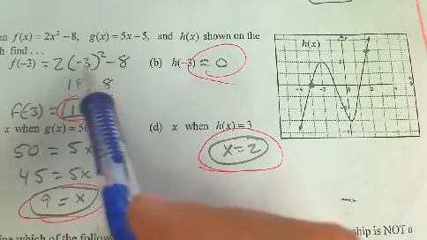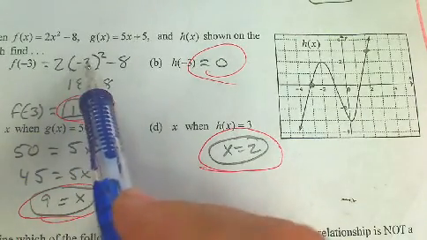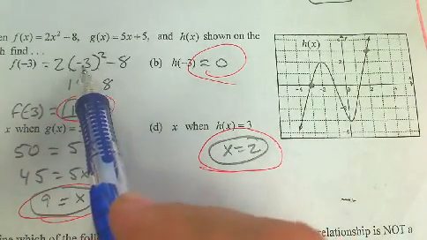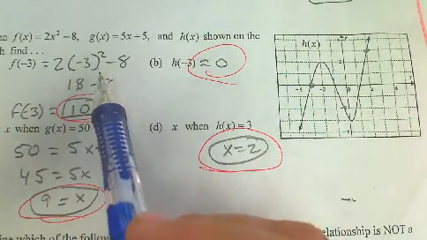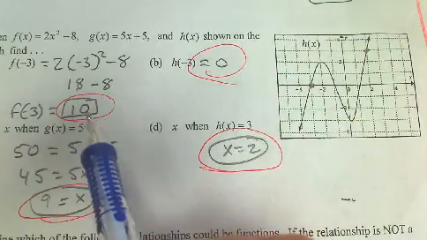Many people forgot to put parentheses there. So it's -3 squared, which gives you 9. 9 times the 2 is 18. I'm just doing the order of operations again. Then when you subtract that 8, you get 10.